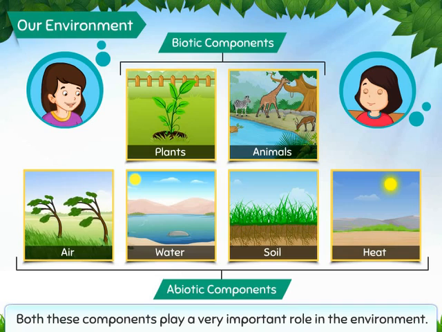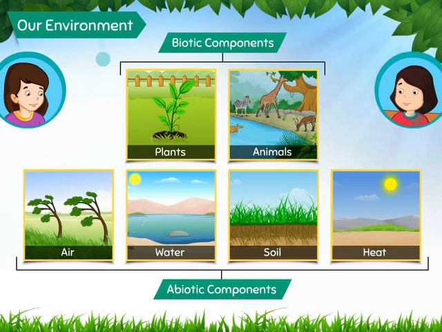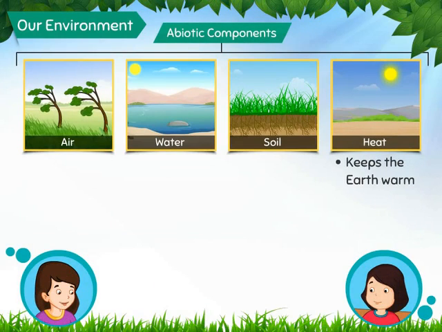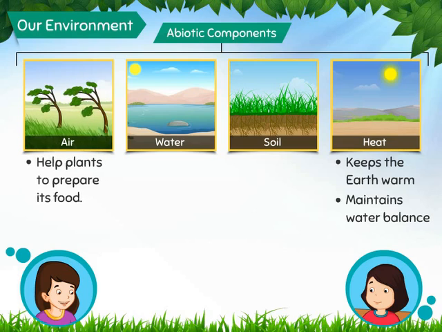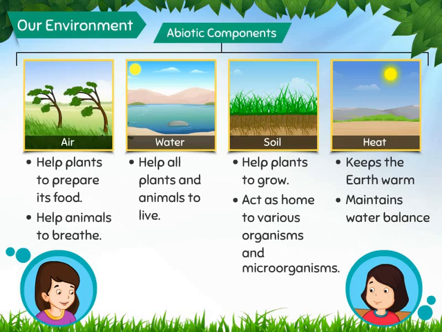Both these components play a very important role in the environment. Important role? Yes, Lisa. Both these components are important as they together make life possible on Earth. For example, the heat keeps the Earth warm and keeps the water circulating from land to oceans and back. Air, water, and soil help plants to grow and prepare their food. Not only this, air and water also help living things breathe and live.